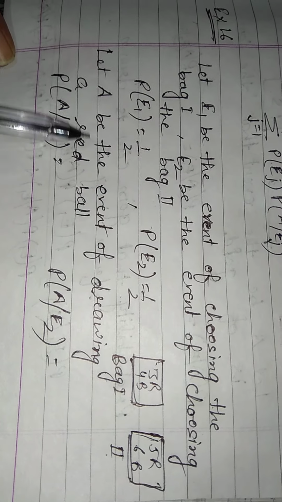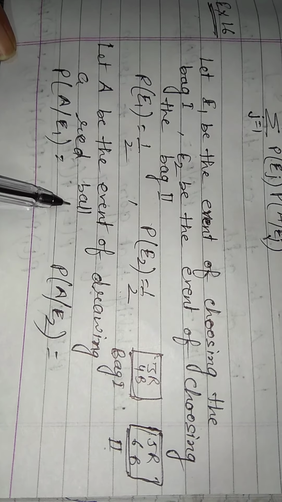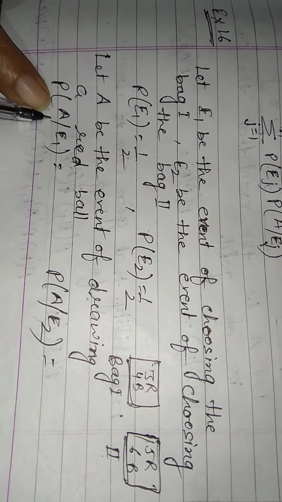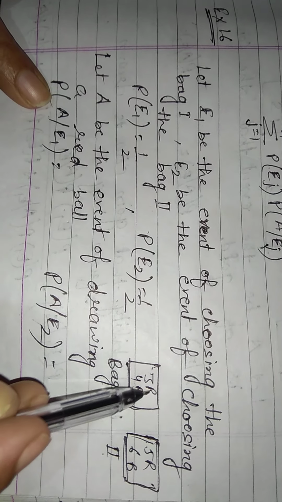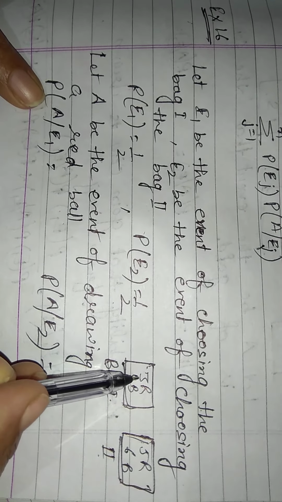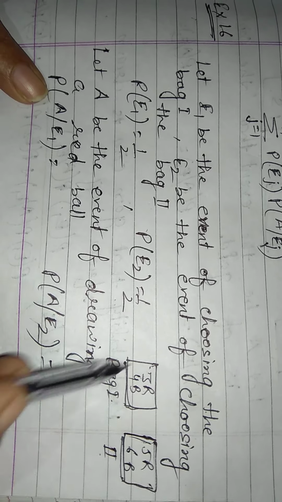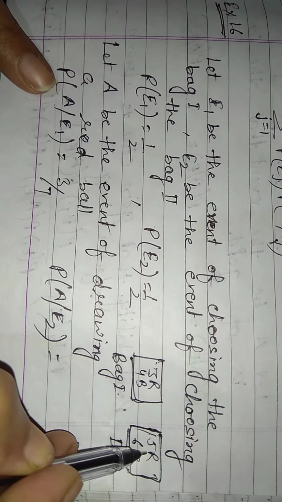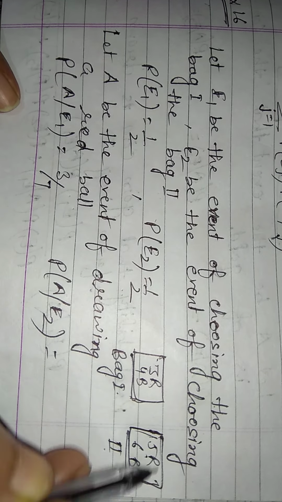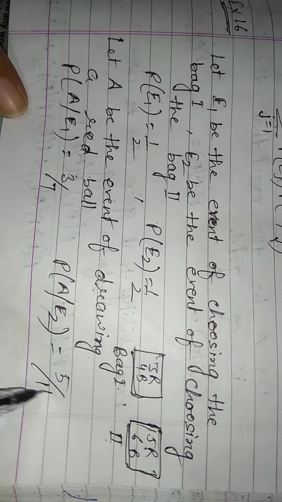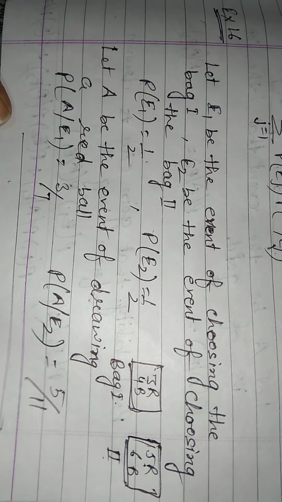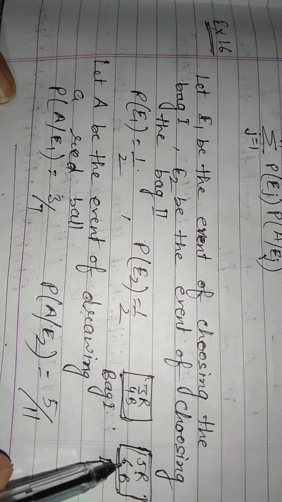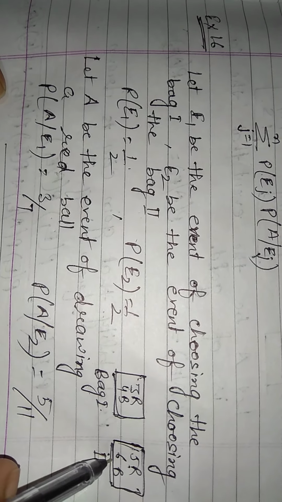Let A be the event of drawing a red ball. We have to find the probability of drawing a red ball. If we take a red ball from the first bag, what are the favorable cases? 3, and total are 7. Then the probability is 3 by 7. How many red balls are in the second bag? 5, and total are 11, so the probability is 5 upon 11. So firstly we will find these. After that we have to find the probability of the red ball coming from the second bag.